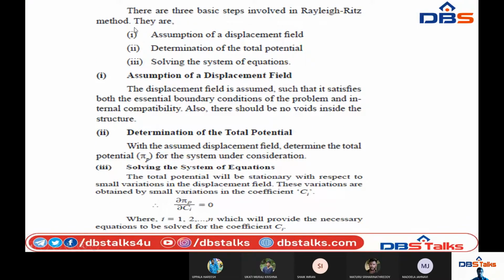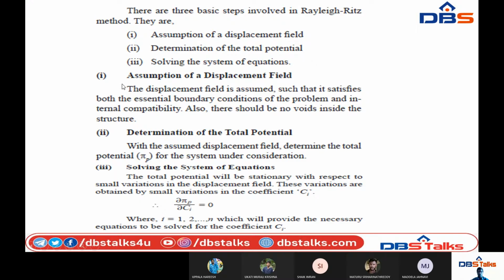For solving problems in the Rayleigh-Ritz method, we have to follow these 3 steps. One is the assumption of a displacement field. We have to assume the displacement function or field. After that, determination of the total potential. The third and final step is solving the system of equations.